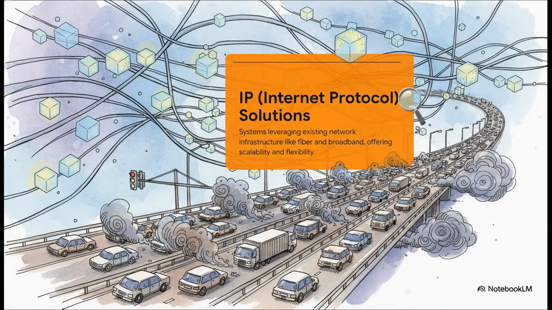Okay, next we have IP solutions. And this is the polar opposite. Instead of building your own road, you use the roads that are already everywhere. The internet, fiber, broadband. This is the public highway system. It's super cheap to get going because it's already there. But, and this is the big but, you're sharing it. You have to be ready for traffic jams, what we call network congestion.